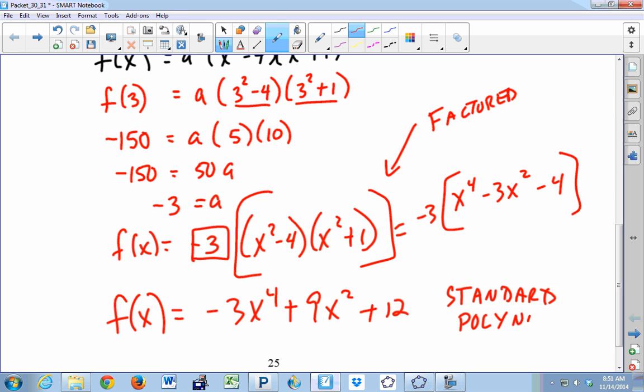And this is standard polynomial. So you have 3 problems under number 2 that you're expected to do. And if you can't do them, you should be seeing me, a tutor, or going to the math studio. That's what you need to complete in order to be ready for your next assessment on this material.